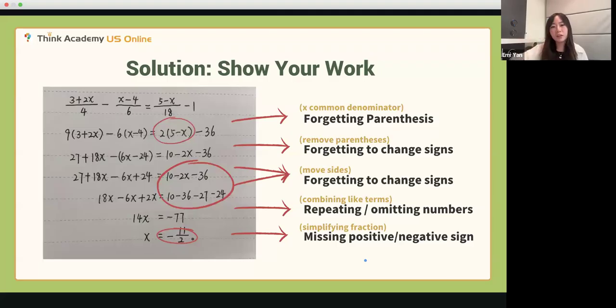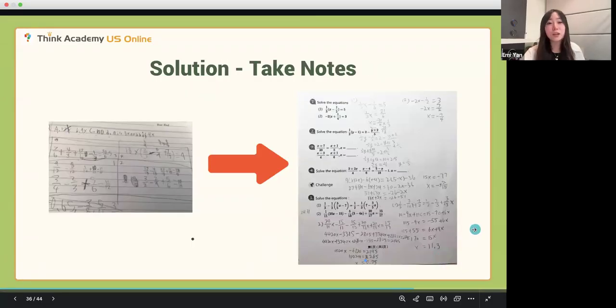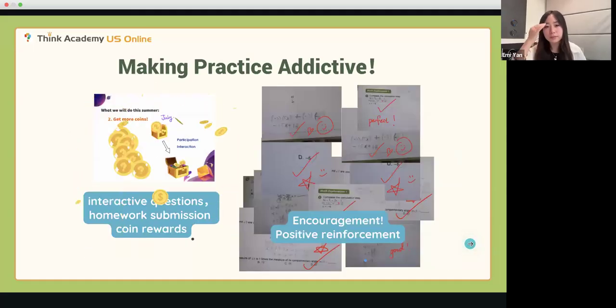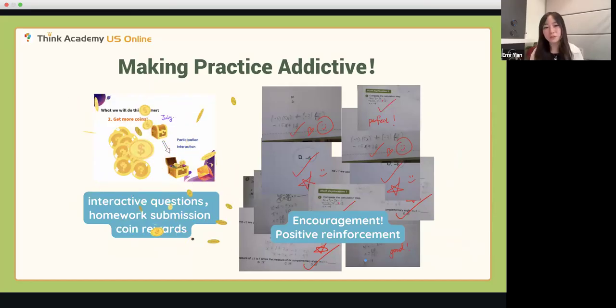But as you can see here, even though you show your work, there are still a lot of traps that you're going to fall into when you do the questions. All right, it looks a little bit scary. So what should we do? We're going to take care of our notes, right? We're going to make our notes very clear so we can double check our steps during the test. Form good habits. And what we believe is we want to make the practice very addictive to the kids.